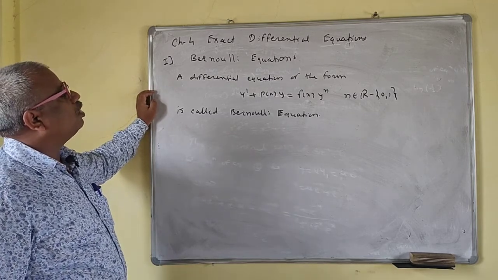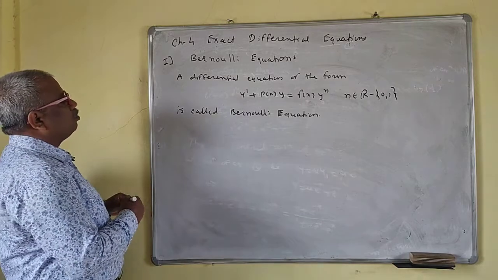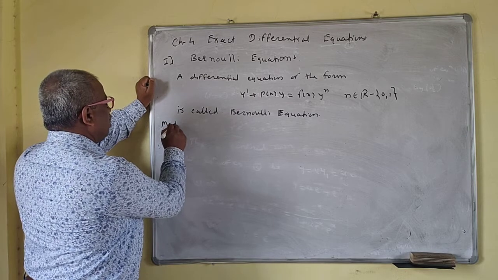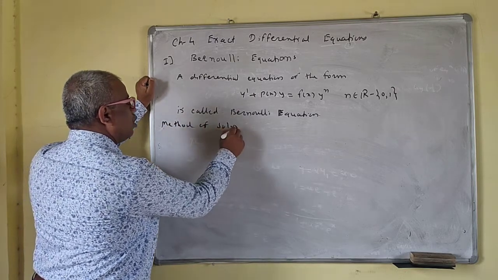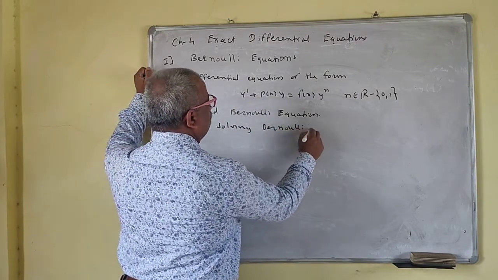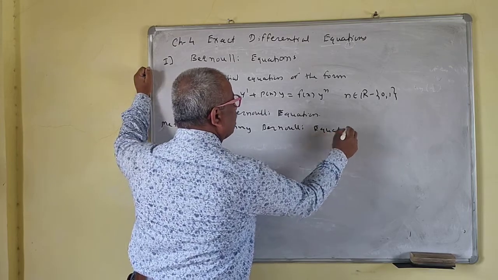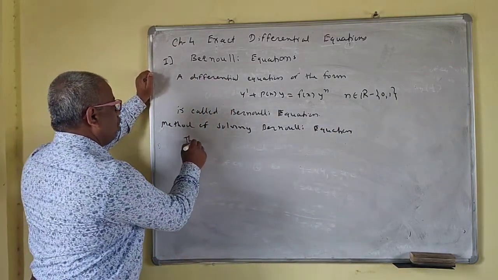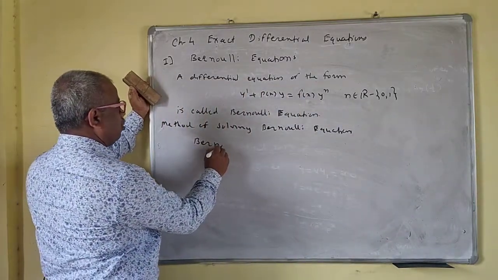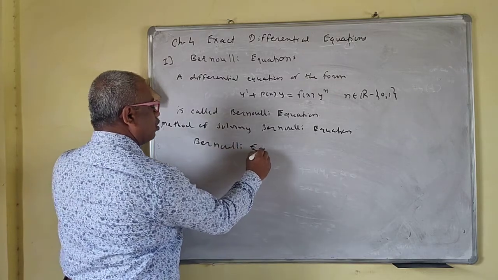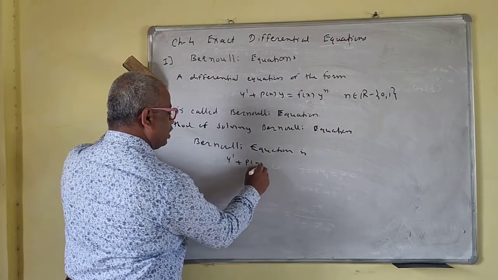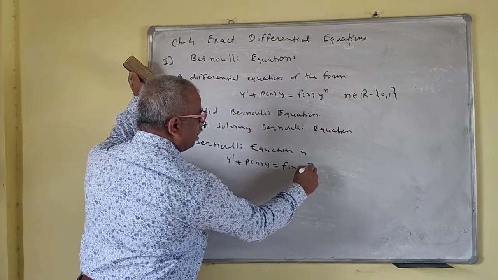Now we'll see how to solve this Bernoulli equation. So this is a differential equation, and we have to see how to solve it. Method of solving the Bernoulli equation. So the Bernoulli equation is y prime plus p of x times y is equal to f of x y to the power n.